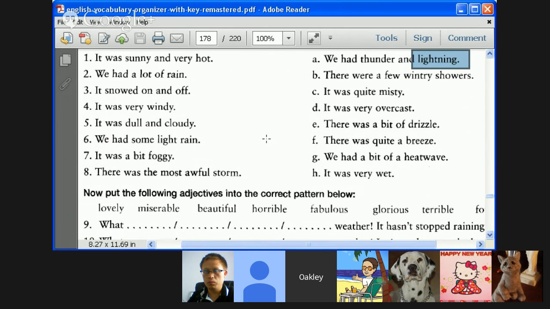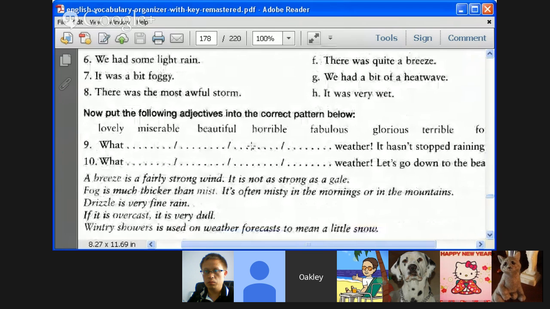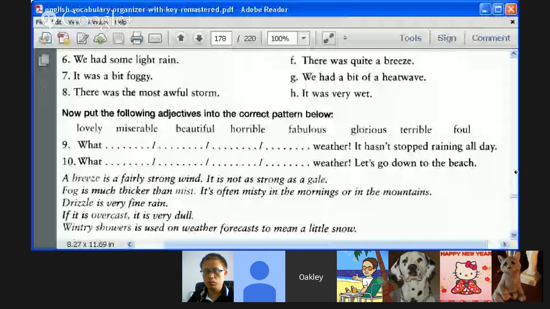No problem. Thank you. Okay, let's move on. We're going to look at another exercise here where we're going to look at collocations with adjectives talking about the weather, to talk about good and bad weather.